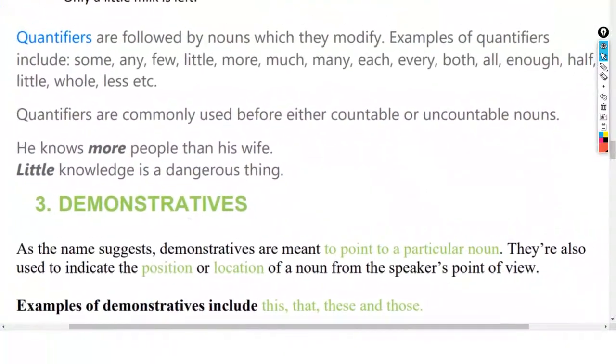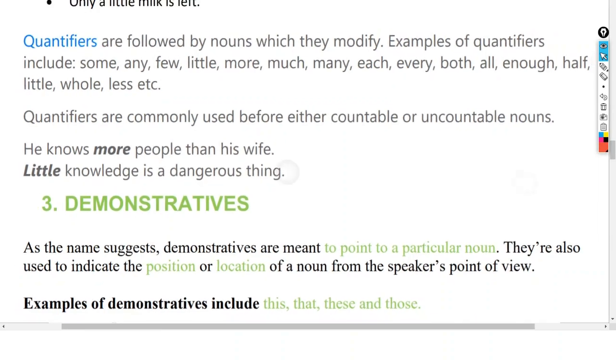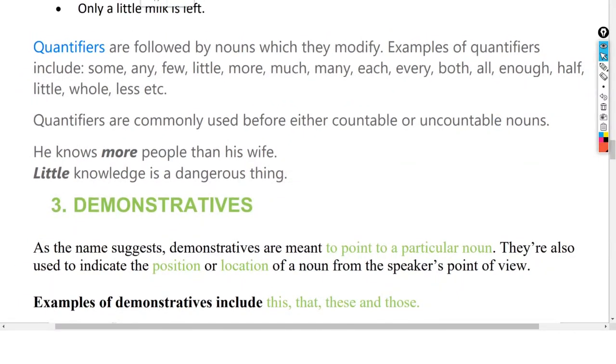Examples of quantifiers include some, any, few, little, more, much, many, each, every, both, all, enough, half, whole, less, etc. Quantifiers are commonly used before either countable or uncountable nouns. This is to be noted down very carefully. In competitive exams also, this is very important.